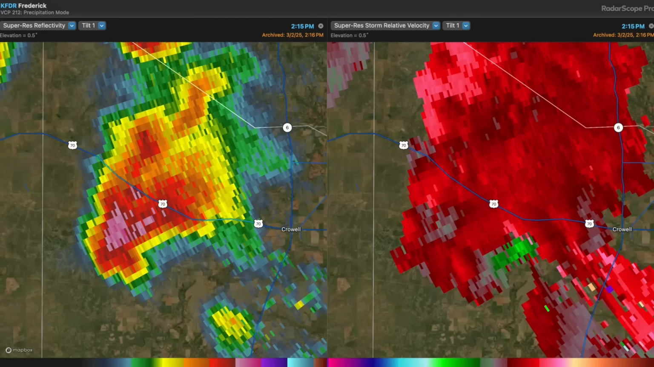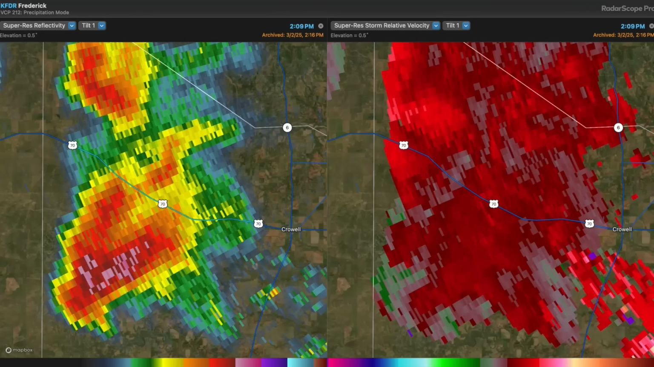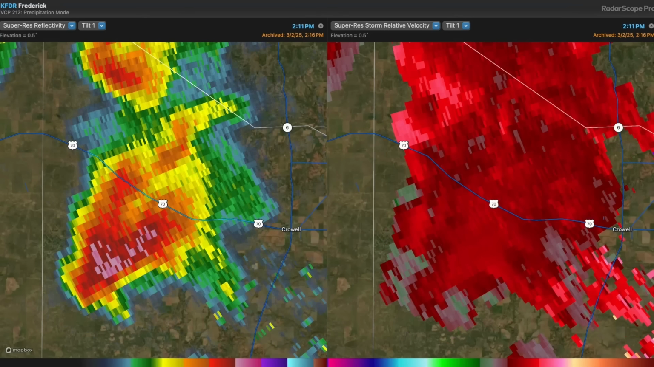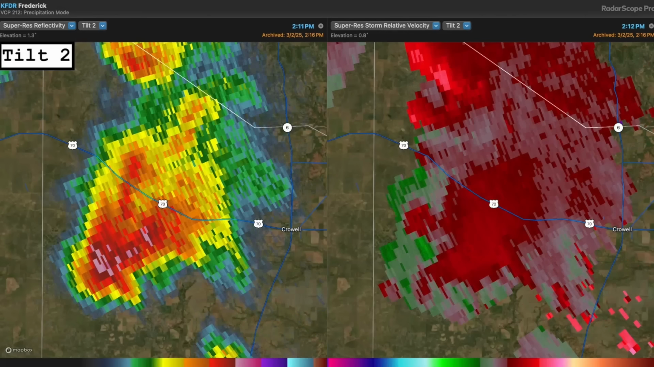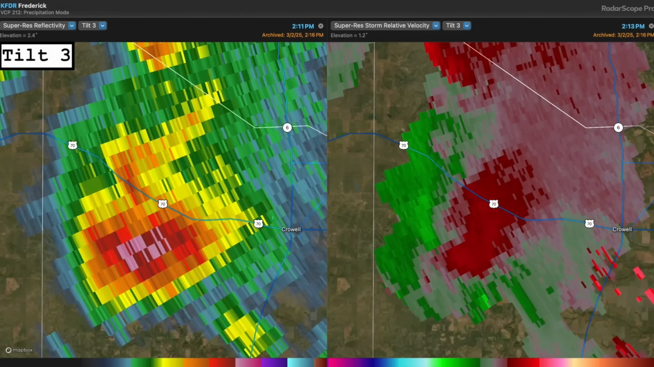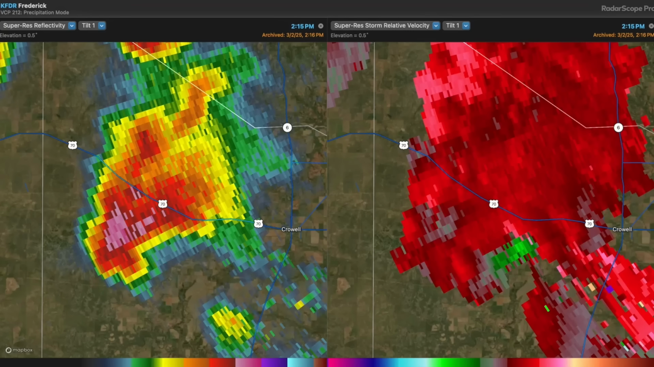Is it symmetric across a radial? Yes, it actually is. Has it been persistent? Going back a few scans, it seems to appear out of nowhere with little sign of any pre-existing rotation, so no, it has not been persistent. Does it have vertical continuity? No. As we go up in tilts, there's no evidence of any mesocyclone or vortex in the vertical. So, while at first glance it appears to be rotation, it fails a number of points on our checklist and therefore is not a valid vortex signature.